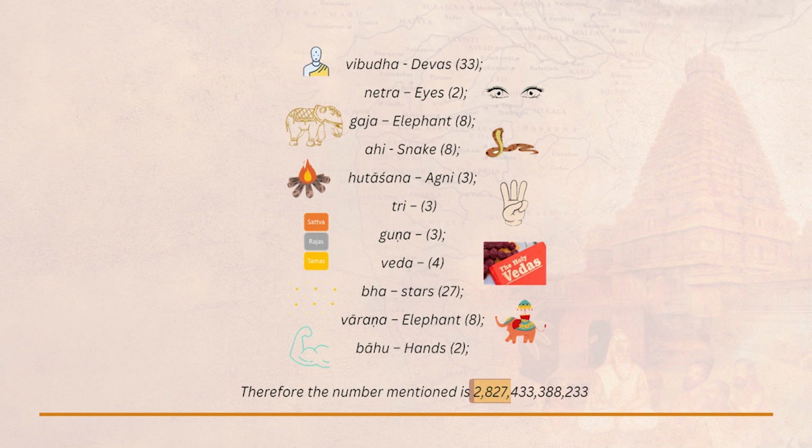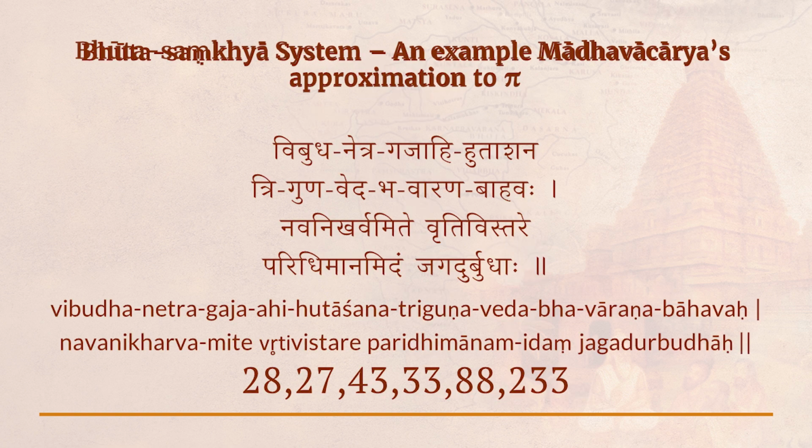Then you have 27 which is coming from stars. Then 4, 3, 3, 3. Then there are two 8s coming one after the other and 2 and 33. So we are now talking of a huge number. You cannot remember this number but you can remember this shloka very easily. So 2 trillion 827 billion 433 million 388 233. That is this number. You cannot remember this number but you can remember easily this Vibudha Netra Gajahi Hutashana. So that is line 1.